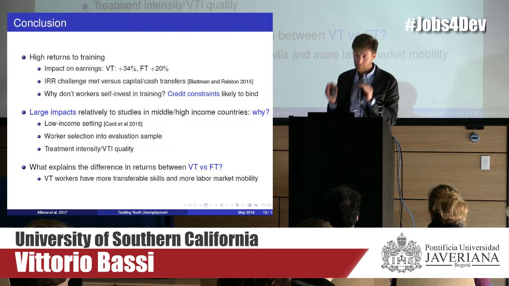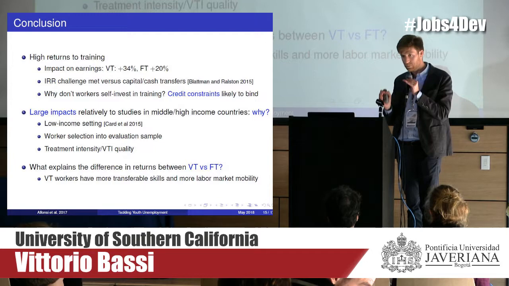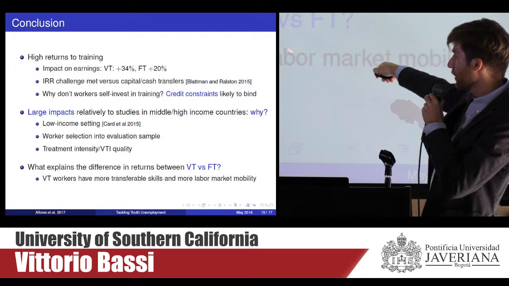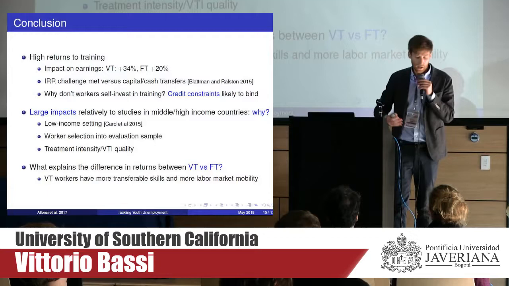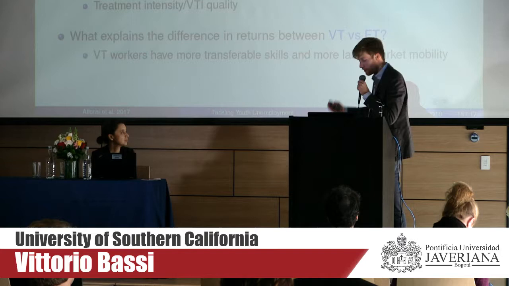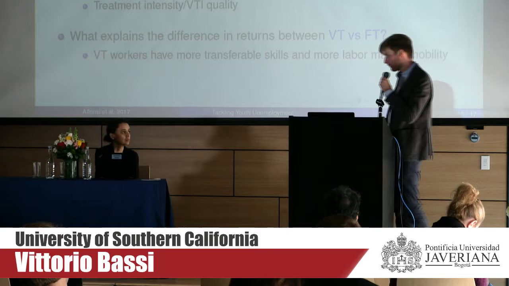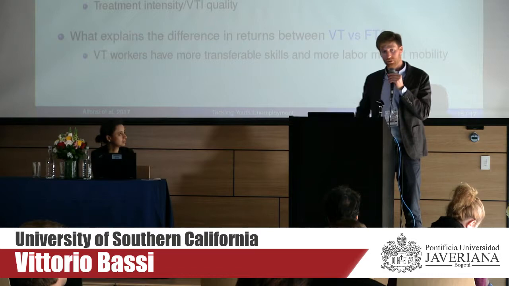We cannot speak to what would be the returns along the VTI quality distribution. That would be an interesting extension potentially. And so just one thing to conclude again: what is driving the difference between vocational training and firm training? We point to differences in the types of skills that are learned. The vocational trainees learn more general and transferable skills, and so they are able to climb the job ladder. The firm trainees learn more firm-specific skills, and so they have more trouble climbing the job ladder over time.